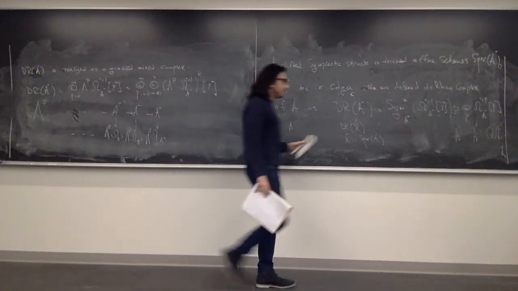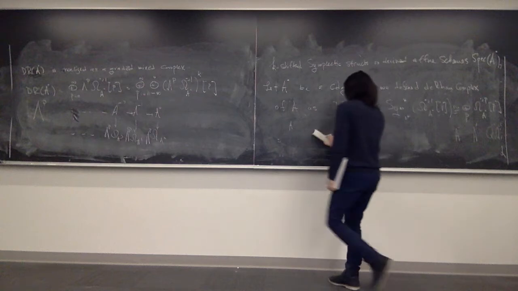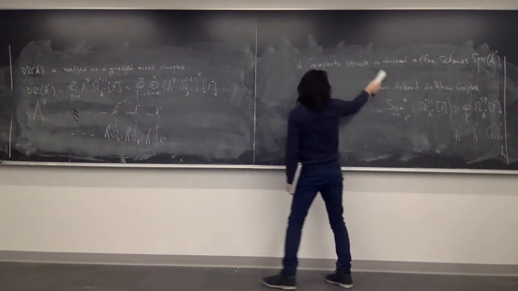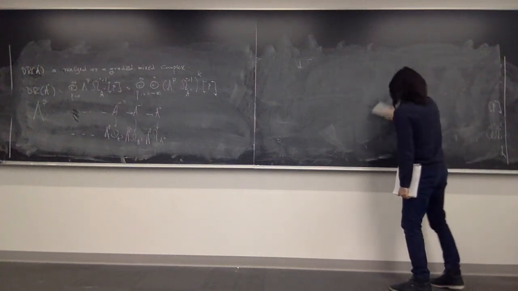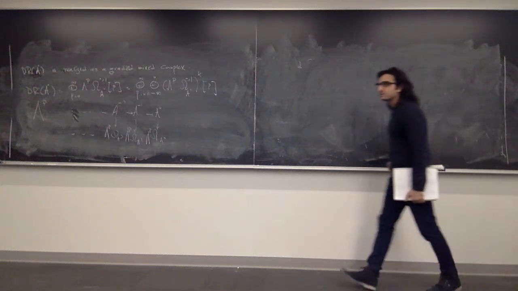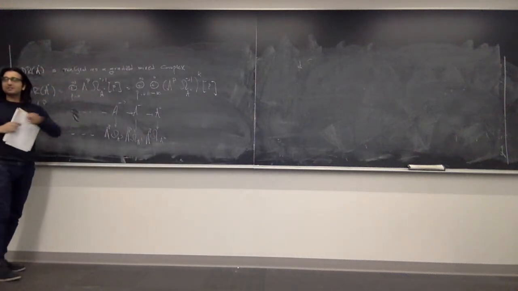So this complicates the situation a little bit, because now you also have this internal differential of A. So in principle, for instance, if you ask yourself, what's a 2-form on A dot? Well, it's a sequence of two forms.